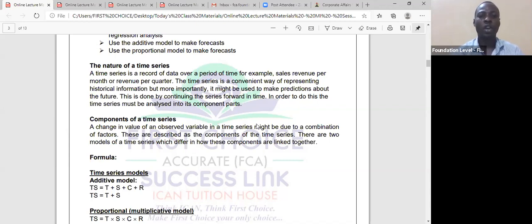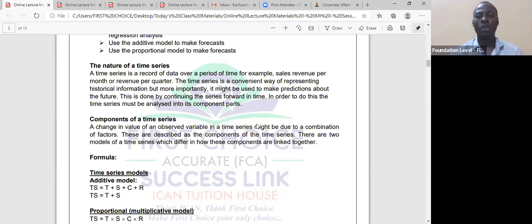Now, time series is a convenient way of representing historical information. Historical information are information about the past. So we are bringing things that have happened in the past, and you use a time series to represent them conveniently. Now, in management information and subsequently in PM, we don't usually talk about the past. What we are looking at is the future. So while this time series is a convenient way to present historical information, the most important thing is to use the time series to make predictions about the future. This is done by continuing the time series forward in time.